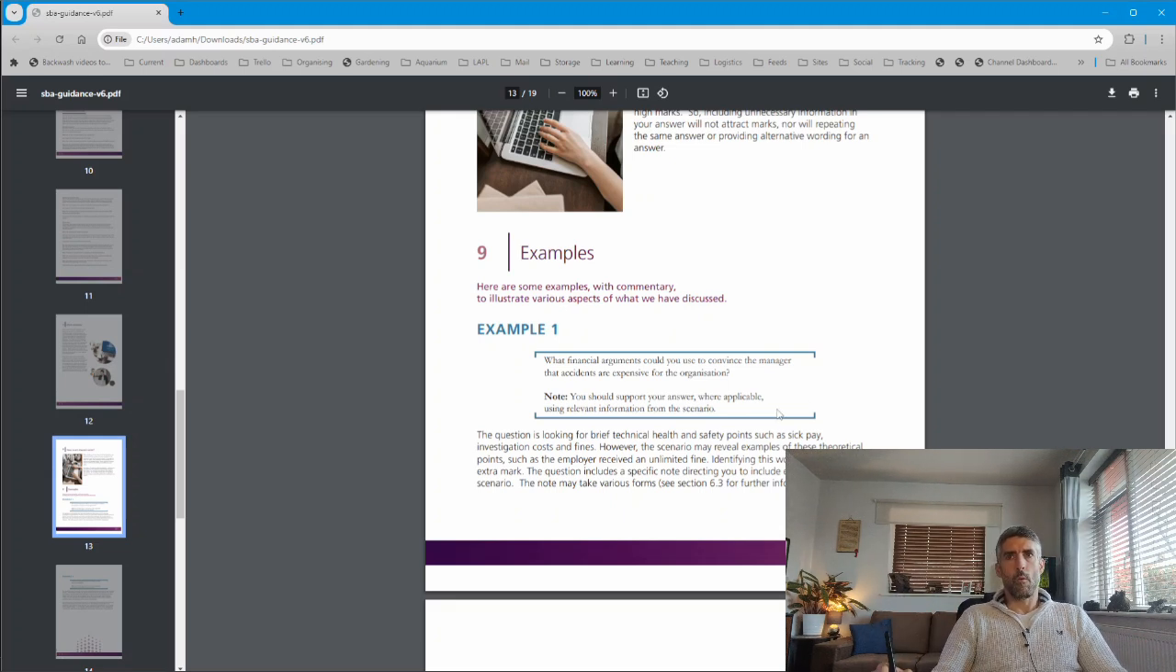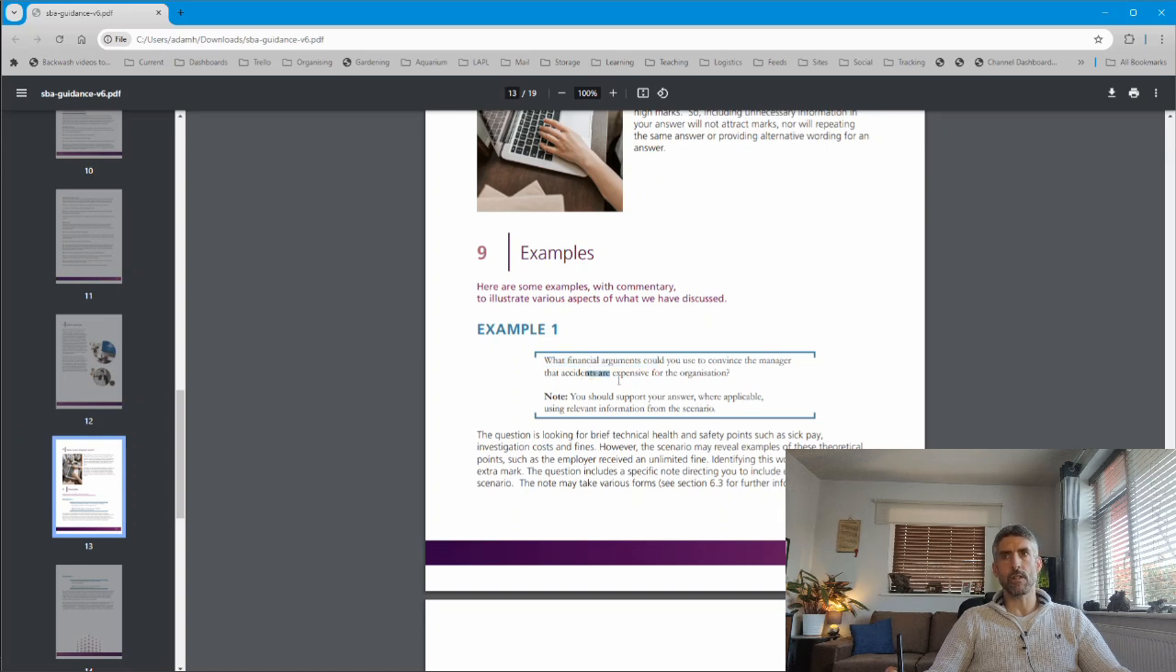But what I want to do is apply this to a scenario. The scenario I'm going to use is not even linked to this question. I'm using a scenario that I've got on our website so that you can access that scenario, and as I'm going through it you'll be able to kind of follow along, if that makes sense. So the first thing you do is, let's go into the technical health and safety points, or the theory. You start out with basically a list. What financial arguments? So we're looking for financial arguments.